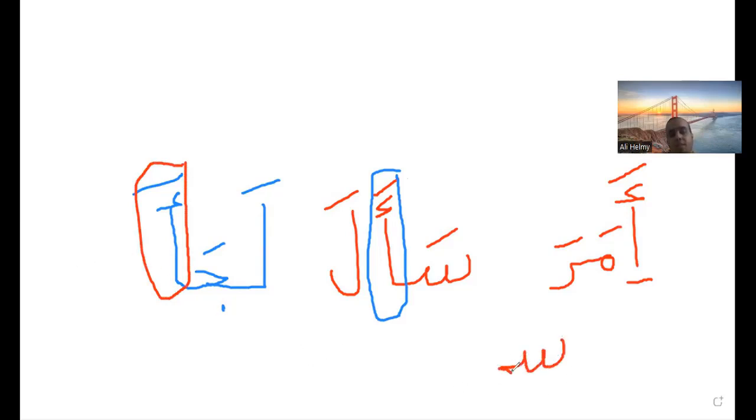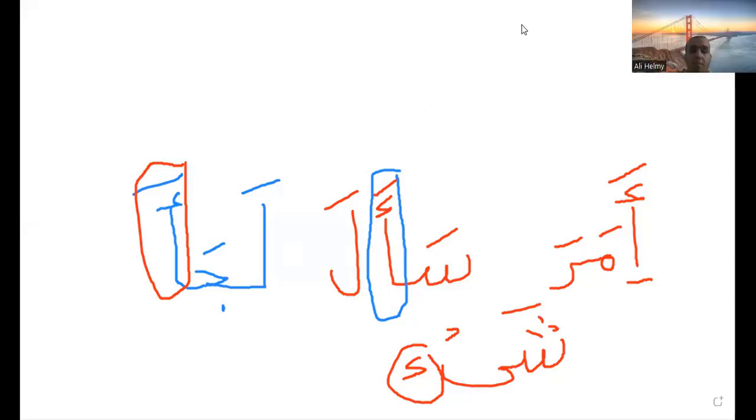The last shape is like this: shay. It could be like this. All right. Shay, like this. Here, a in the end. It can be like this shape. So we have examples for all positions of a.